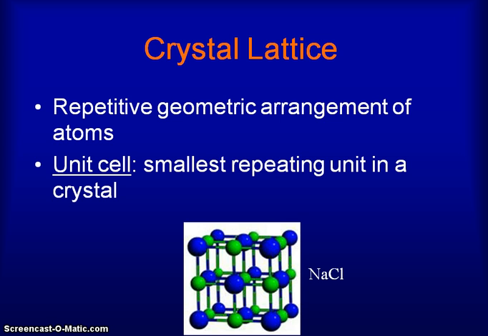A crystal lattice is going to be a repetitive geometric arrangement of atoms, and this is how ionic compounds are combined. And the unit cell is going to be the smallest repeating unit within that crystal. So, for instance, in this crystal here, you're going to have a sodium ion surrounded by chlorine ions, and each chlorine ion surrounded by sodium ions. So it forms a very strong, rigid structure.